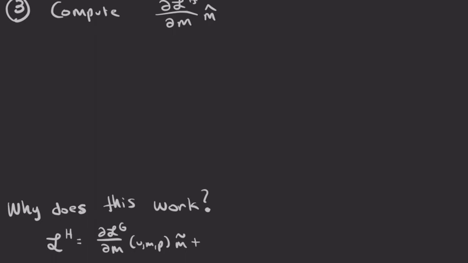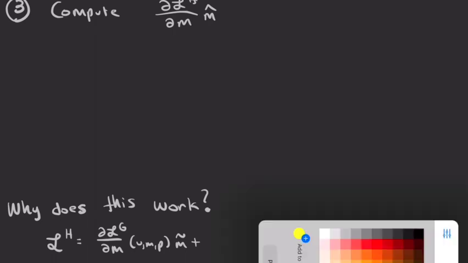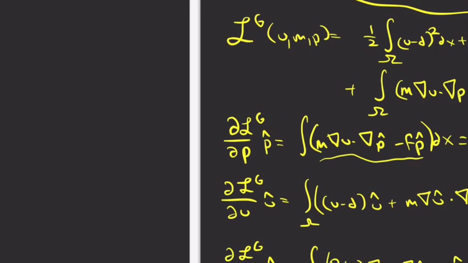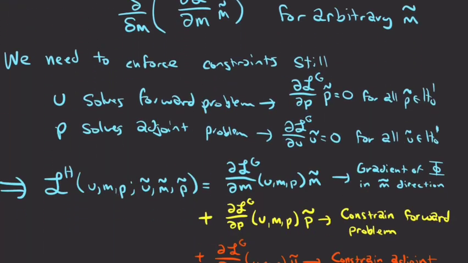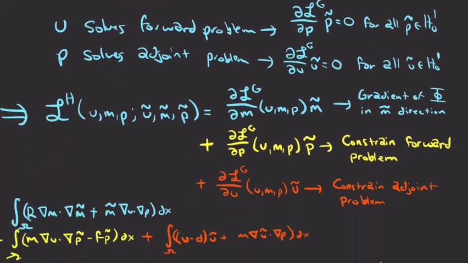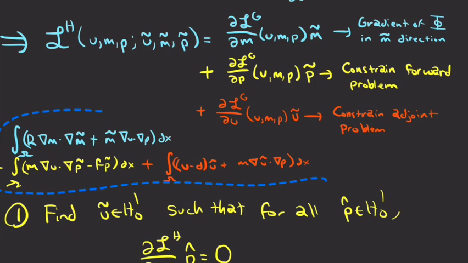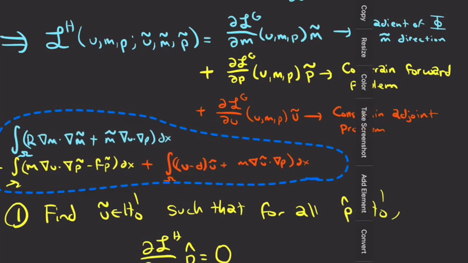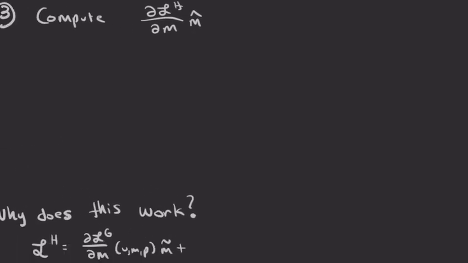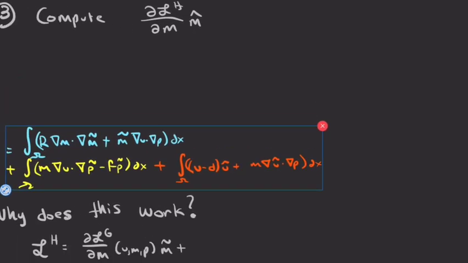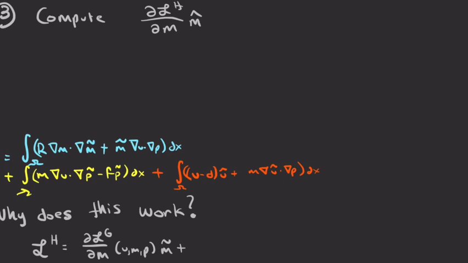So then we just take the partial with respect to this. Just going to go ahead and copy this really quick. Don't make any mistakes here. So now we just take the partial with respect to m.